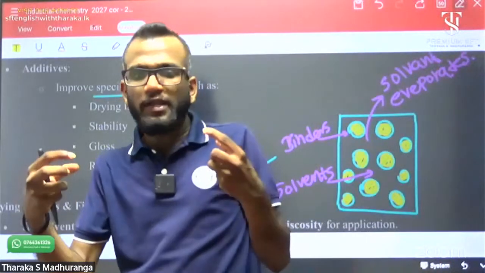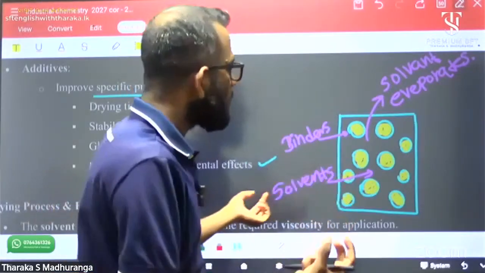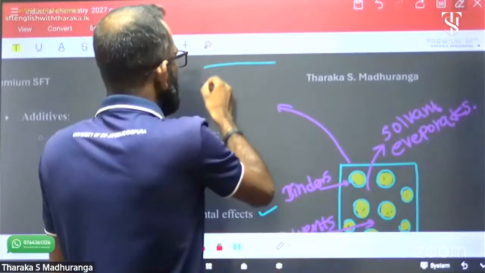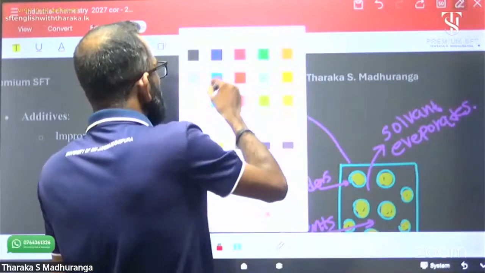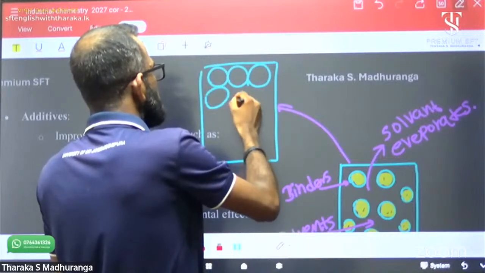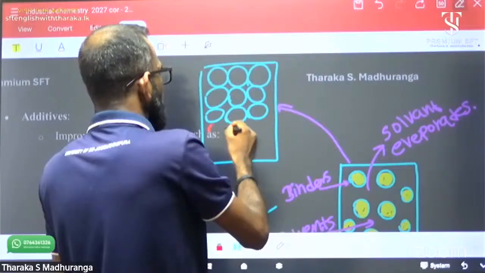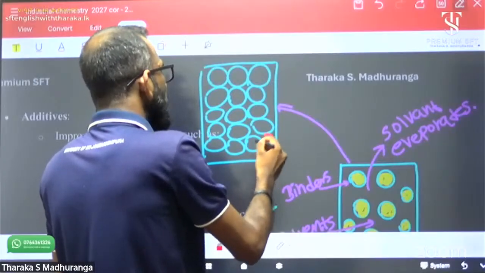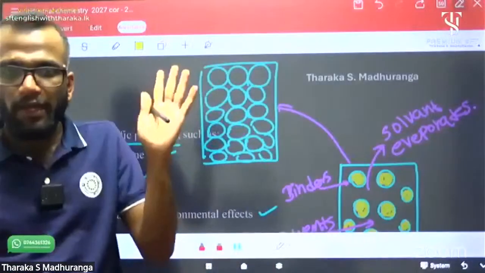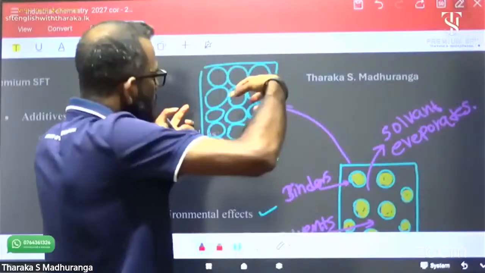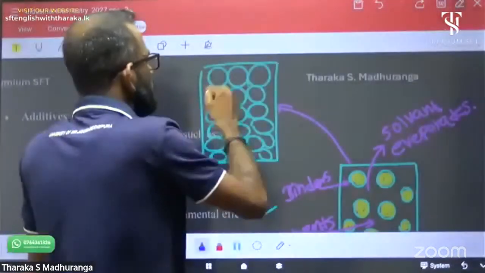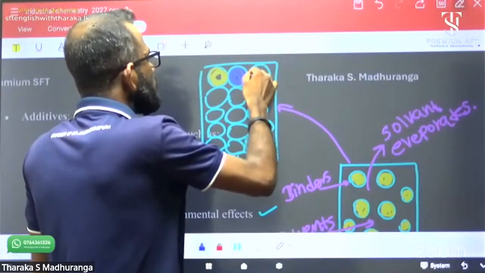When it evaporates, what happened to the binders? Binders try to come close like this. I will draw here. Binders try to come together on the same surface. Binders are compacted because there are no more solvent molecules, as they gradually evaporate in the drying process. When they evaporate, these binder molecules compact, and then it makes a dry layer. That we call the drying process of paints.